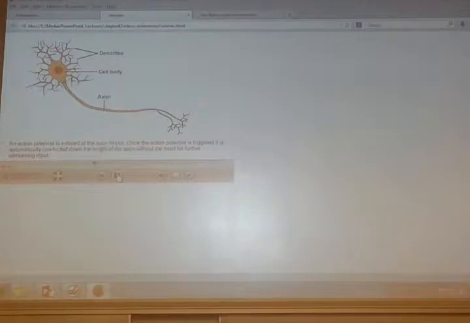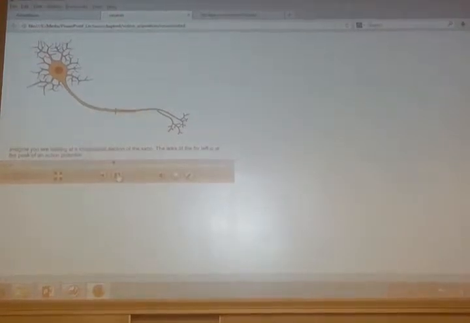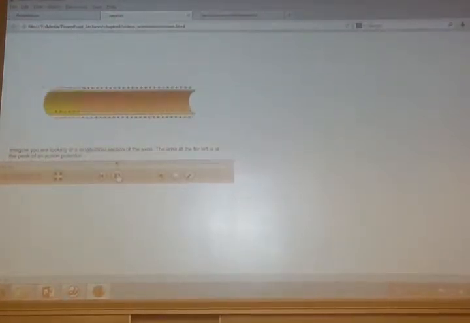An action potential is initiated at the axon hillock. Once the action potential is triggered, it is automatically conducted down the length of the axon without the need for further stimulating input. Imagine you are looking at a longitudinal section of the axon. The area at the far left is at the peak of an action potential. Watch as local current flow induces an action potential in the adjacent area.